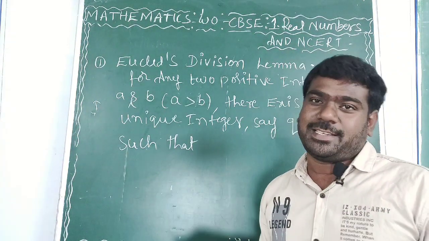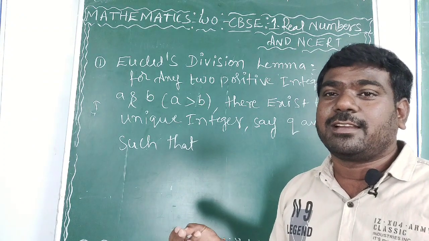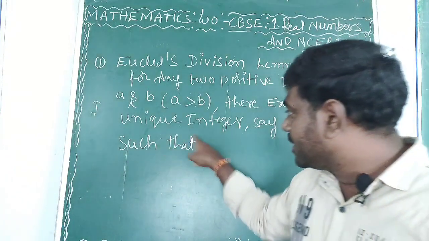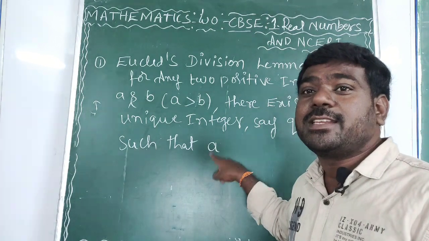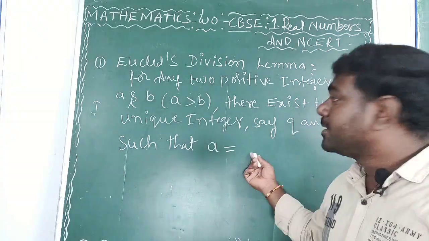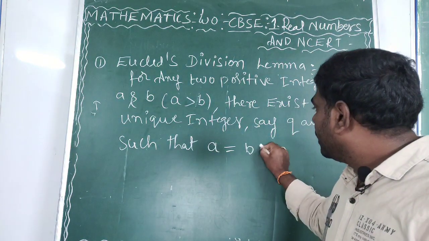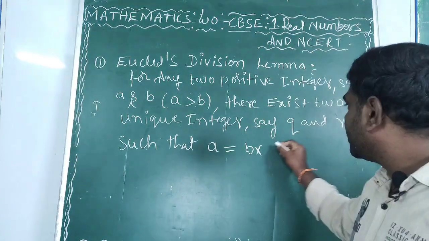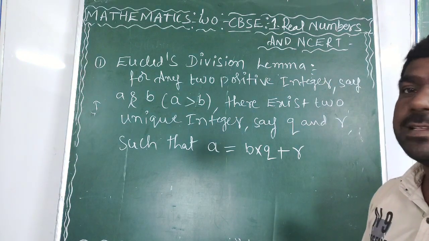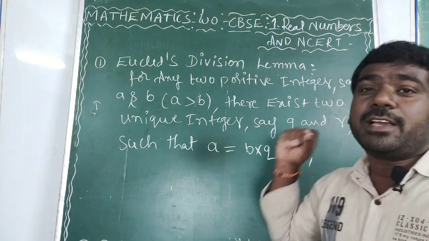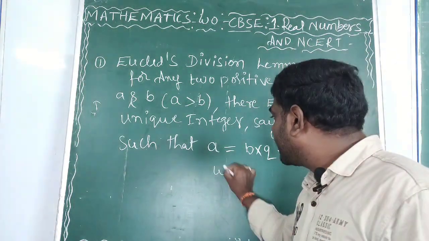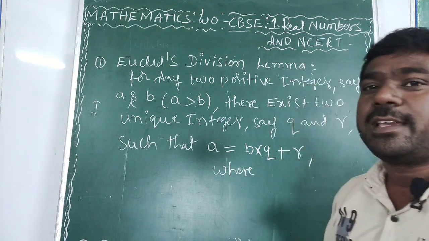how to verify the answer? Dividend is equal to divisor into quotient plus remainder, such that A means what here, children? Dividend. A is equal to divisor. What is the divisor here? B into quotient. What is the quotient? Q plus R means remainder. So already we have it in the division, one condition is there. What is the remainder condition here?